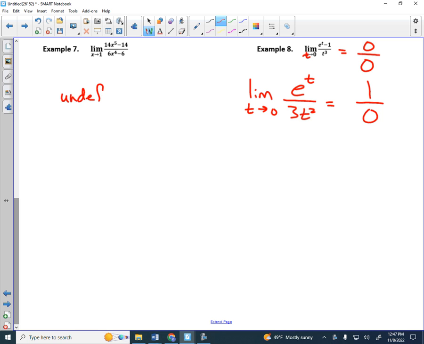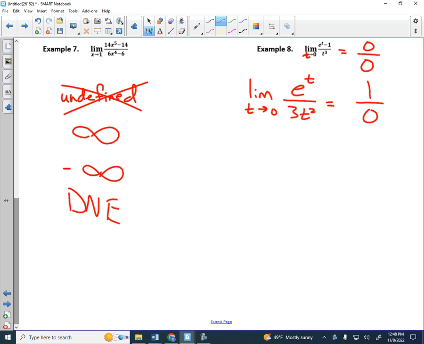Now, 1 over 0, we generally say undefined. However, that's not the case when we are working with a limit, okay? The limit could be infinity, it could be negative infinity, or it could be does not exist. Those are the options, and that's what we want to determine. At this point, L'Hopital, as well as algebra, runs out for us. So what we need to do instead is look at a graph.